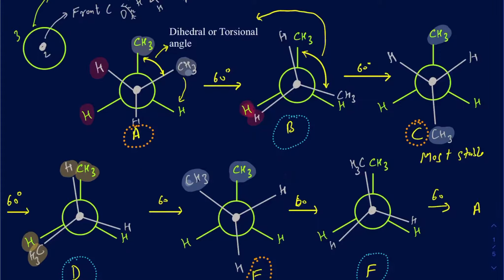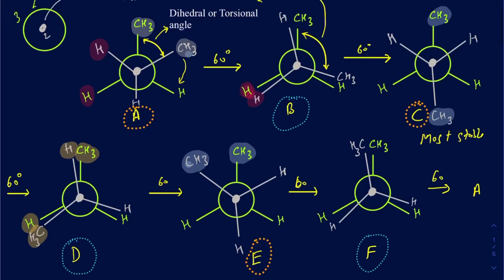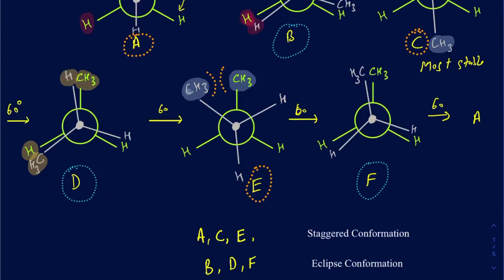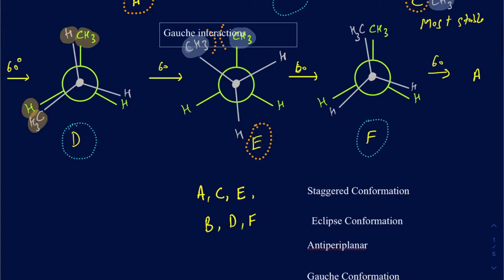But when I'm looking at A and E, you're still going to have these CH3 groups having some interactions, and those particular interactions are going to be called gauche interactions. So let me just draw those out here. This particular interaction right there and this particular interaction right there, those are going to be your gauche interactions. So let me just move that up here.